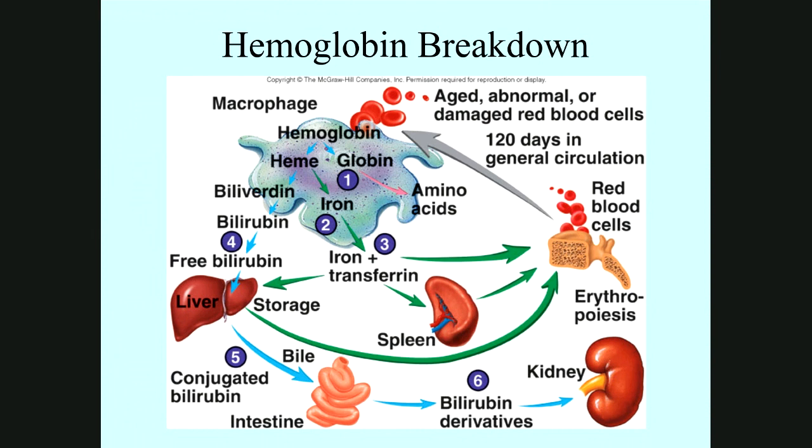As you can see here, the iron transported by the transferrin can reach the liver and be stored and play a role as a storage for the iron. The spleen also can play a role as a storage for the iron that can help build up again new red blood cells.